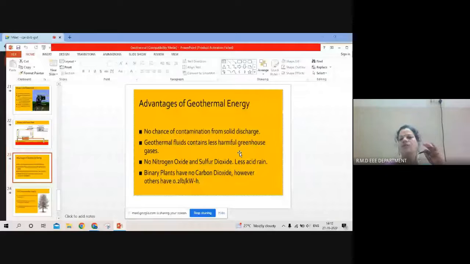Then regarding the environmental impacts, the risk of water contamination is less, and noise.